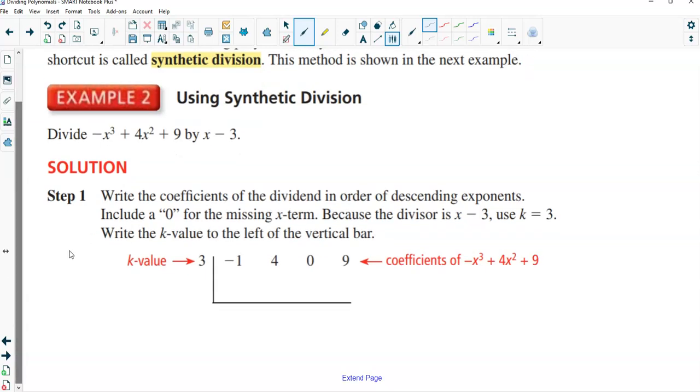Well, this is the easy part. Once you write it down, you bring this number down. Then multiply. 3 times negative 1 is negative 3. Combine these two numbers, 4 and negative 3, that is 1. Multiply again. 3 times 1 is 3. 0 and 3, that is 3. 3 times 3, that is 9. 9 and 9, that is 18. This last number is your remainder.